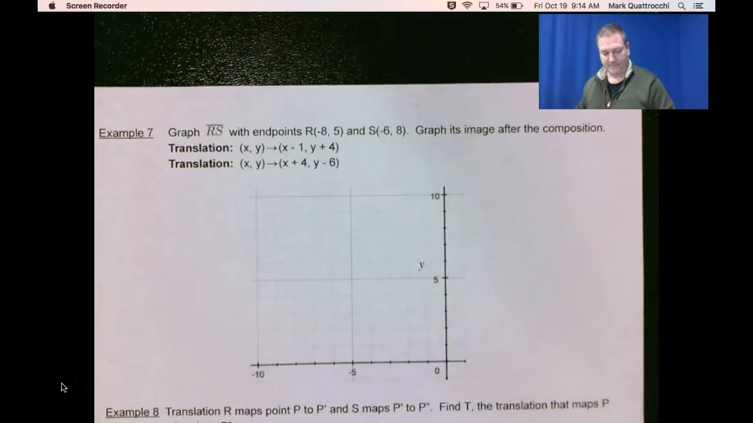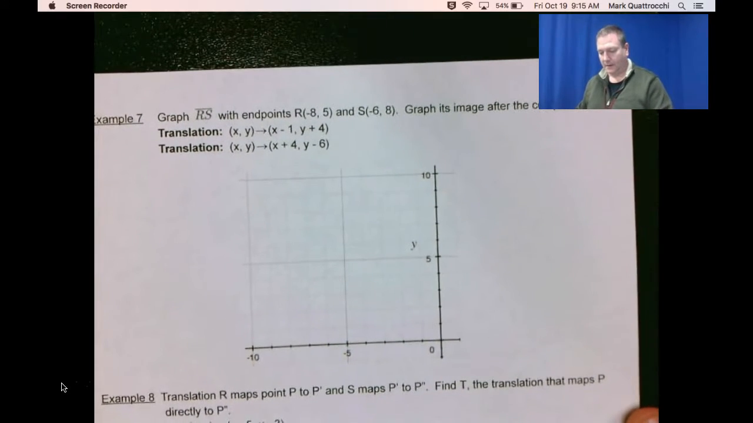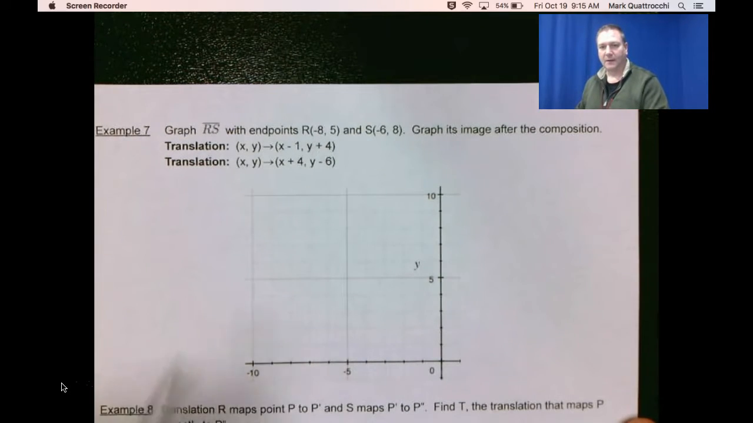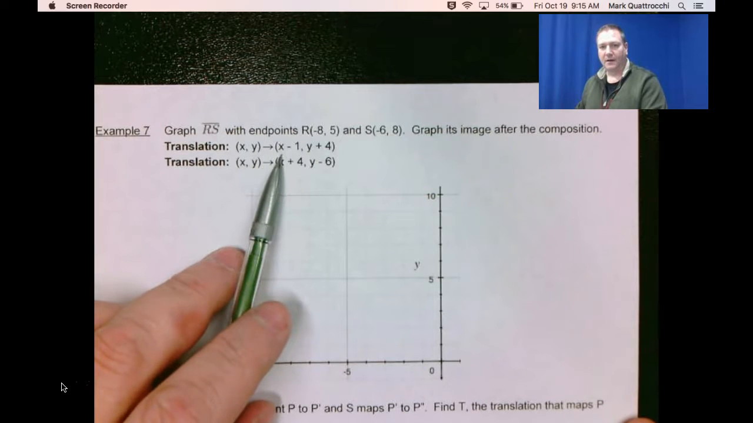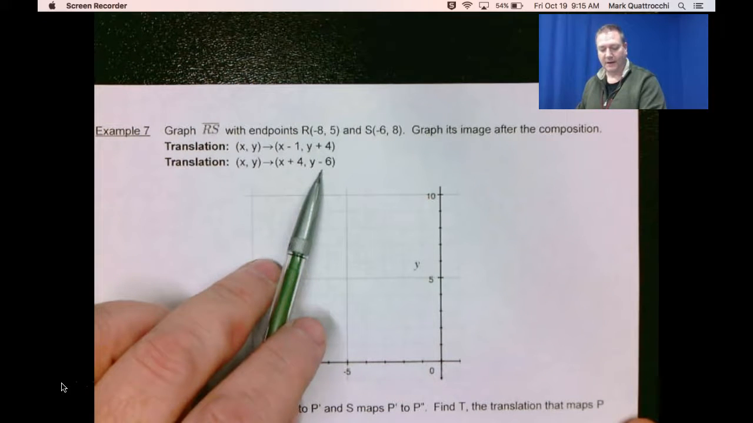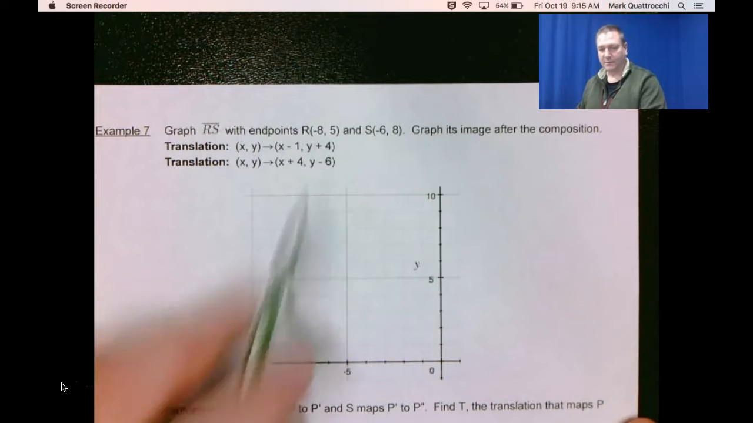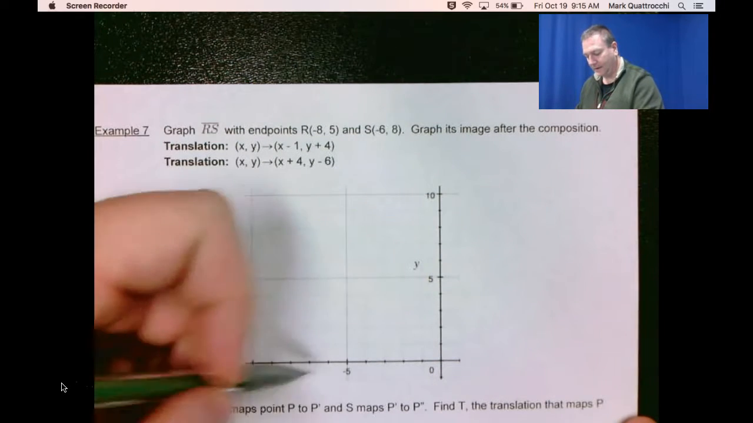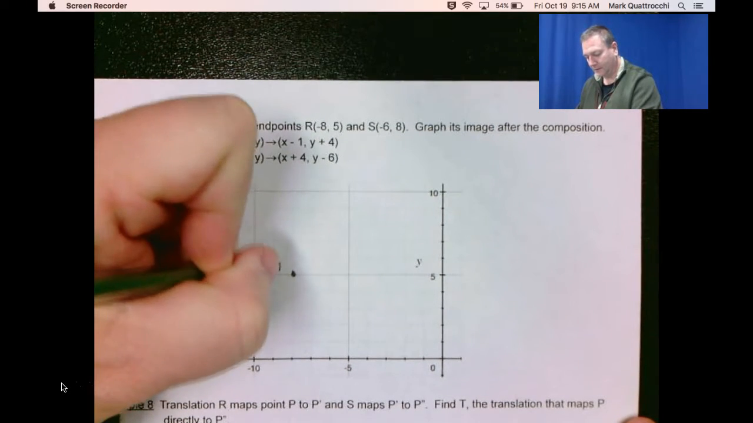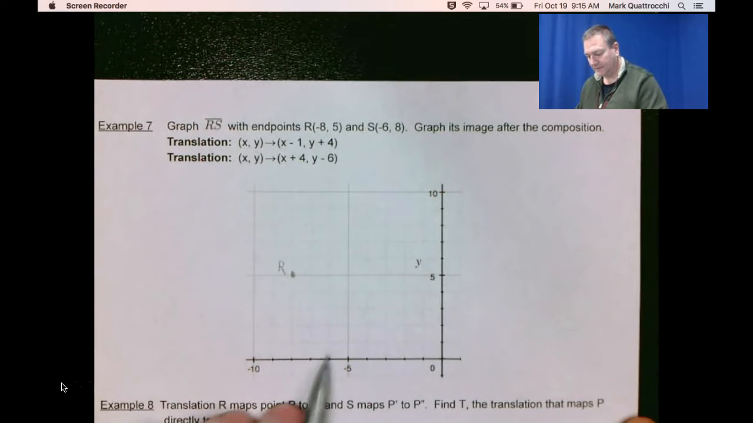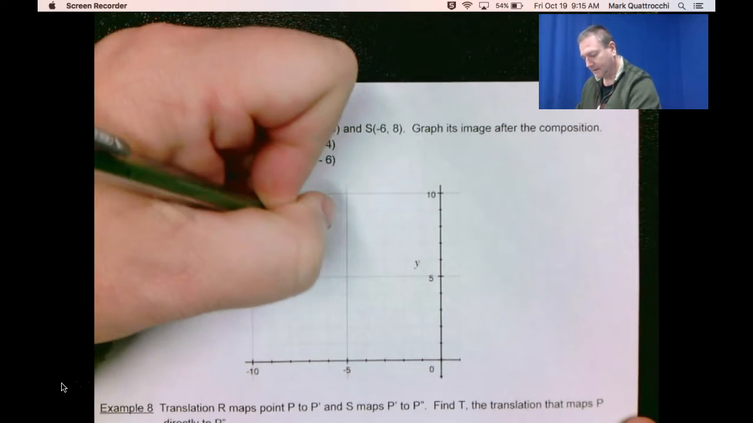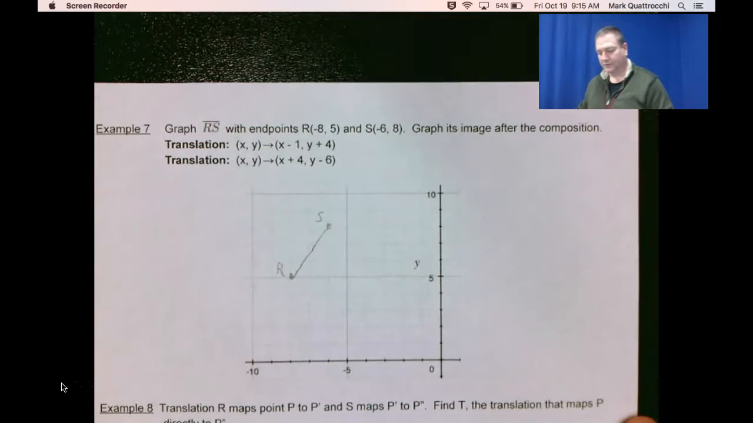Example 7. We're going to graph segment RS with these coordinates. Then we're going to graph its composition of translation. So we're going to do this translation, and then we're going to do this translation. We're going to end up with R double prime, S double prime. Okay, so R is at negative 8, 5. So here's R. S is at negative 6, 8. There's S. And this is our initial segment.